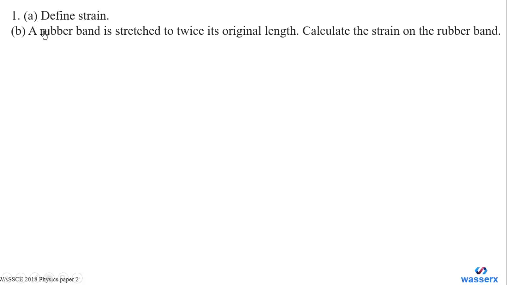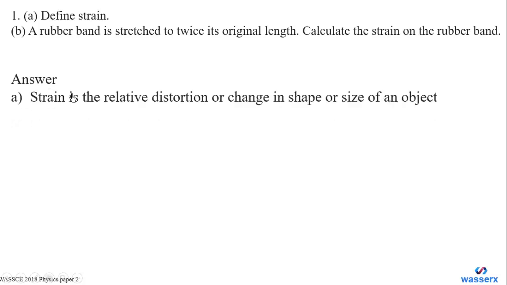So that's the A part. Then the B part says a rubber band is stretched to twice its original length. Calculate the strain on the rubber band. So let's start with the first one. Strain is the relative distortion or change in shape or size of an object. That is what we refer to as strain.